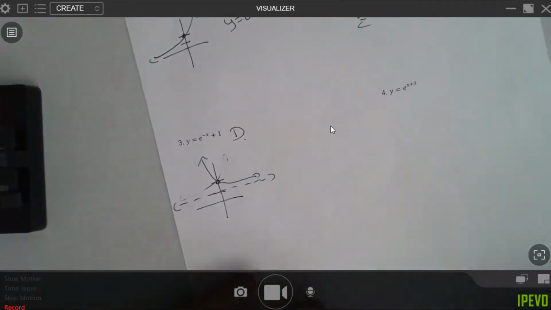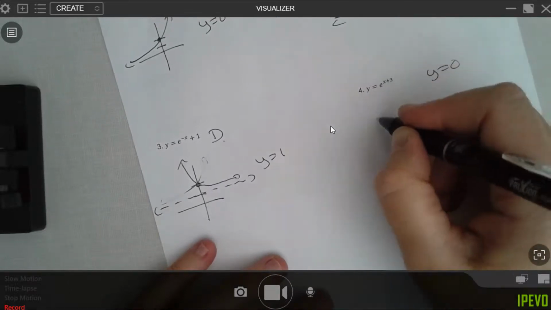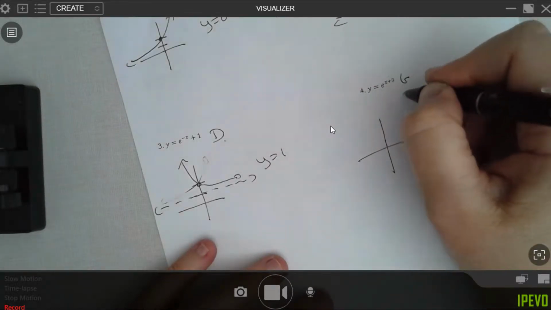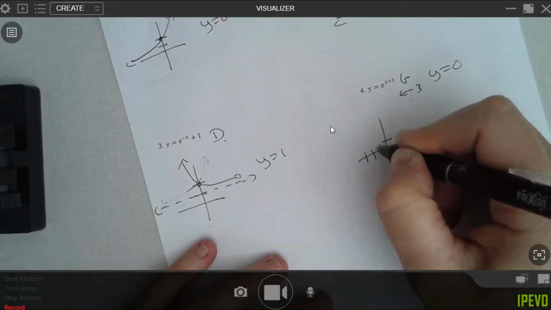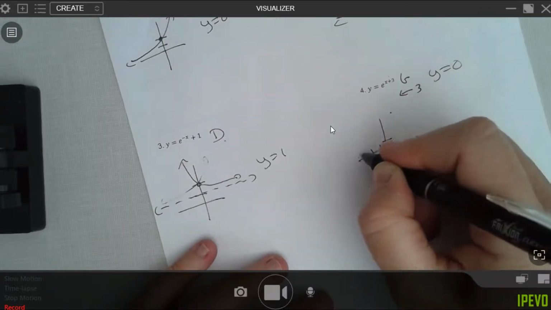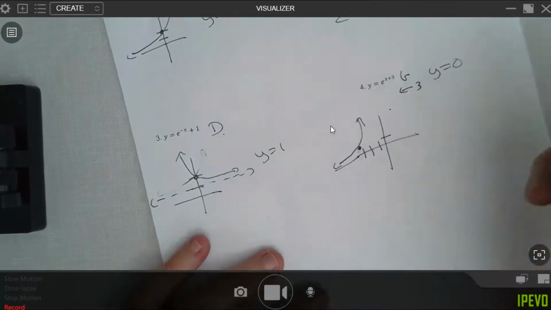So it is a decay, and y equals 1. This is y equals 0. It is a growth, and we're going to move left 3, the opposite. So normally I would make a graph that looks like this that goes up. So instead I'm just going to move it over right there and do it.